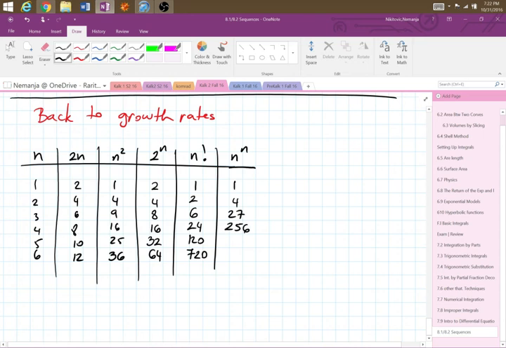And then you have 5 to the 5. 625 is 5 to the fourth, and then you need to multiply that by 5. So it's 3,125, right? Yes. Awesome.